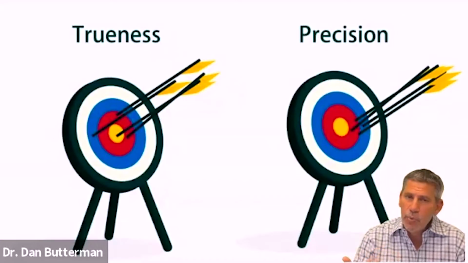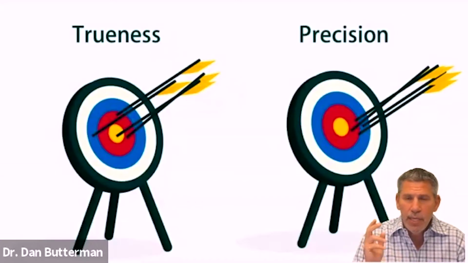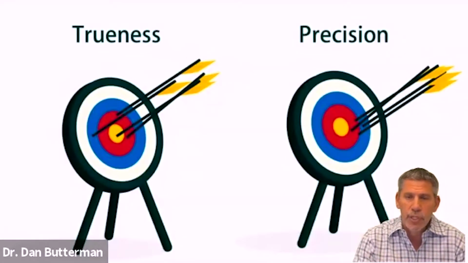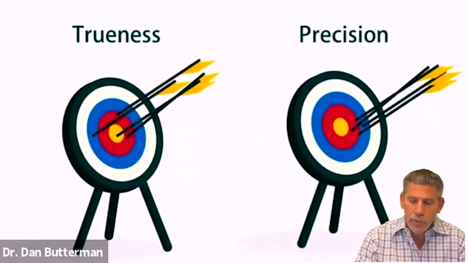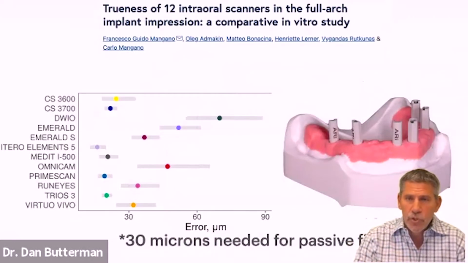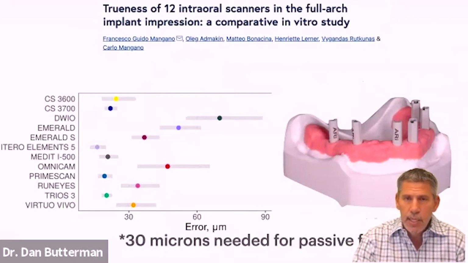And then we have something called precision, because these are different. Maybe I can hit it every once in a while, but how often, how reproducible is that level of trueness? That's where precision comes in, and both are important when we're looking at the accuracy of a scanner. So for example, if we want to restore a full arch implant case, then we need to have something that's going to be quite accurate. We want to have a passive fit.